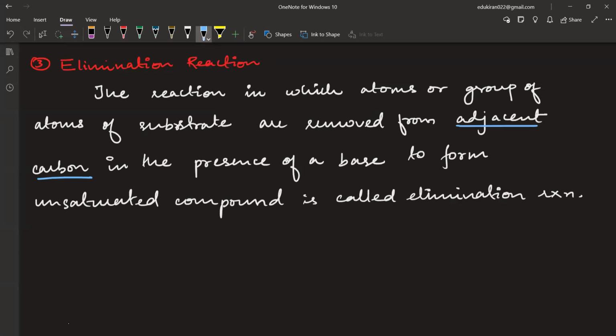Neighboring carbons. Have you written it? Yes or no? Please tell me. Both of you are done writing this? Yes or no? Yes.